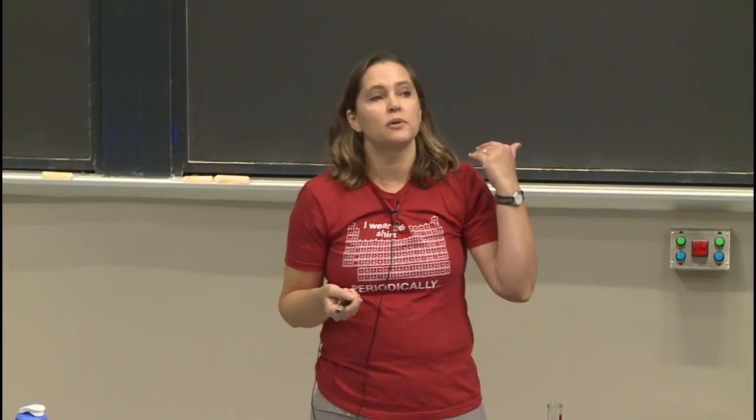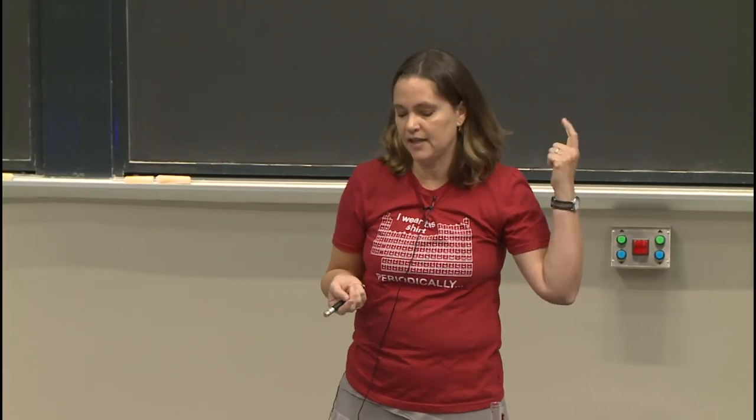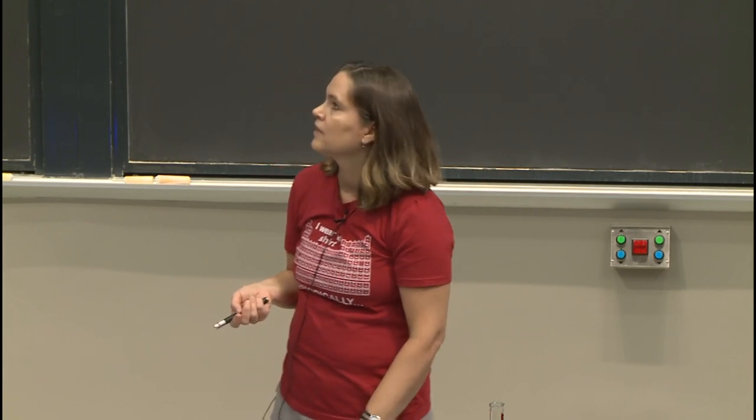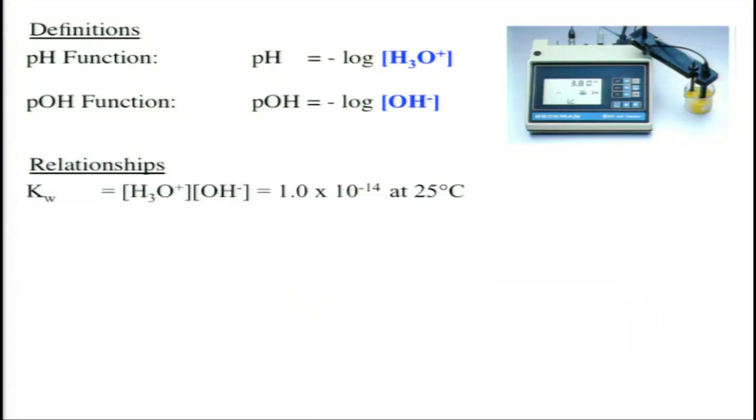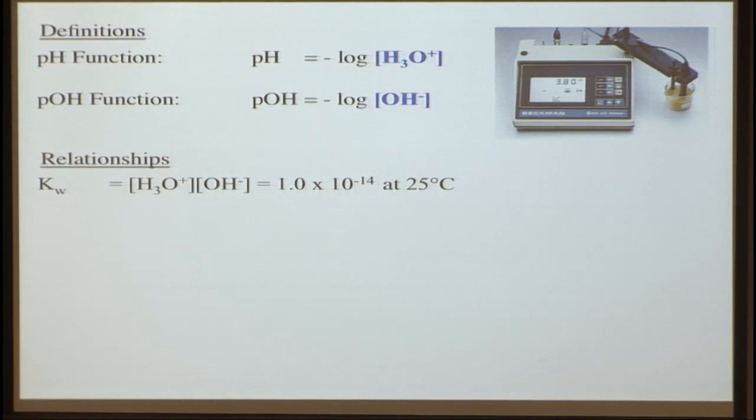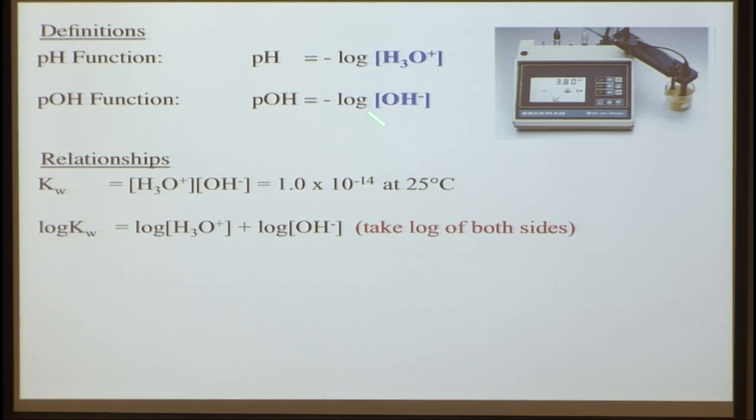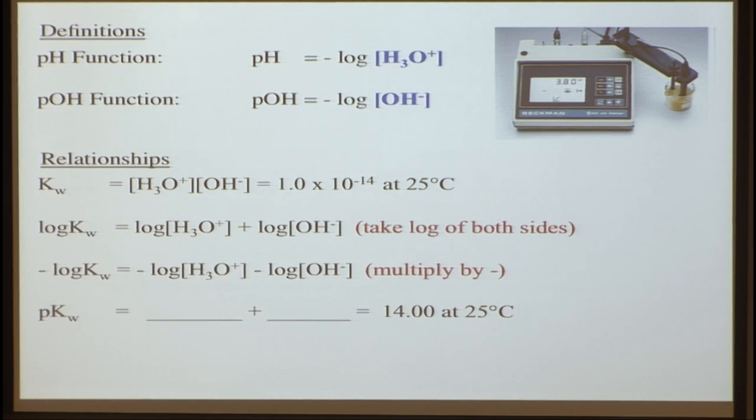pOH equals minus log of the hydroxide ion concentration, OH minus. Now let's think about the relationships of pKW, pH, and pOH. I just told you, and maybe you've already memorized, that KW is equal to the hydronium ion concentration times the hydroxide ion concentration, and that's equal to 1.0 times 10 to the minus 14th at room temperature. Now if we take the log of all of these terms and multiply by a negative value, then we will get this expression.